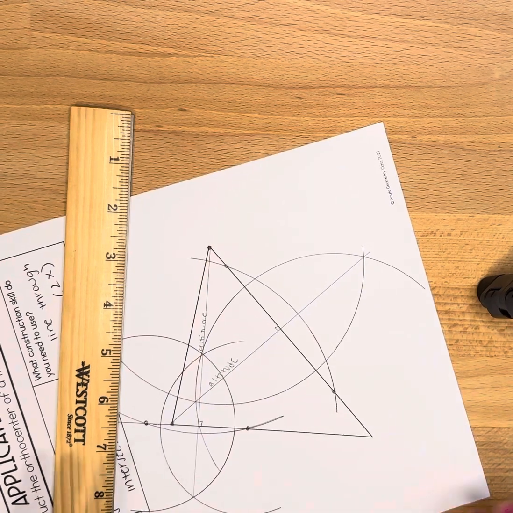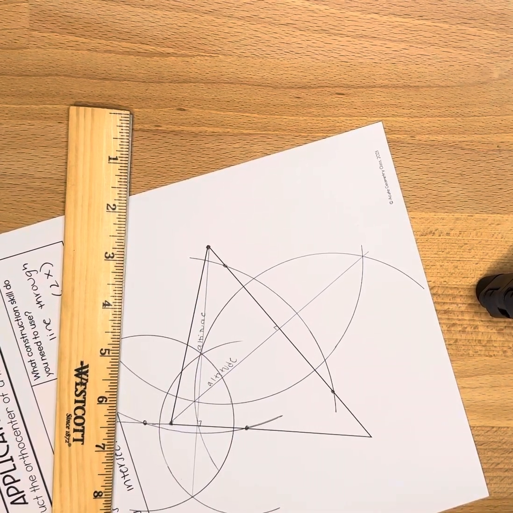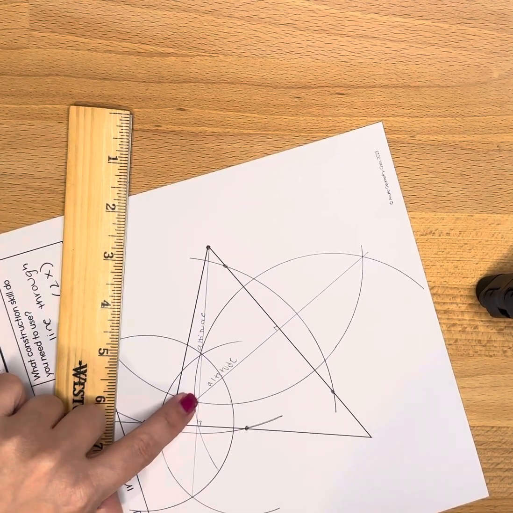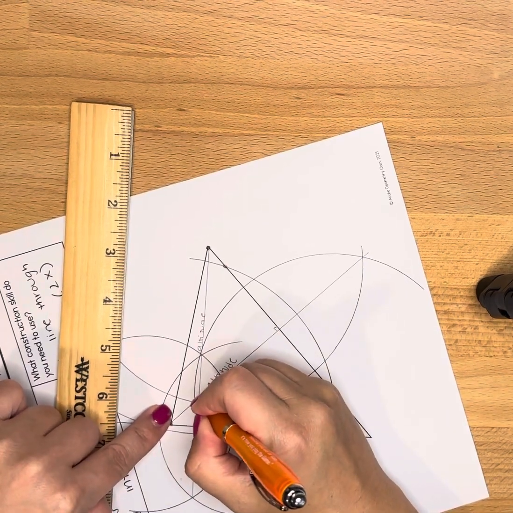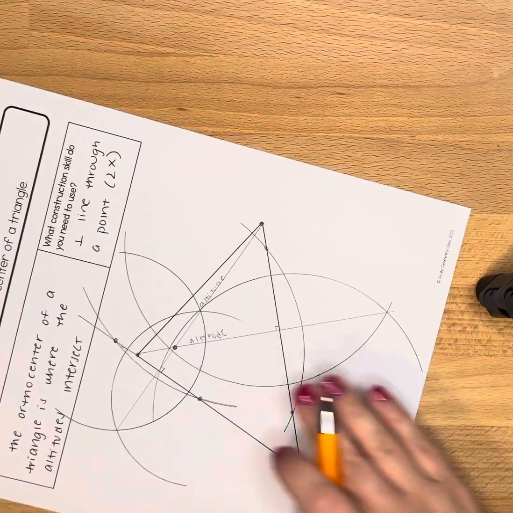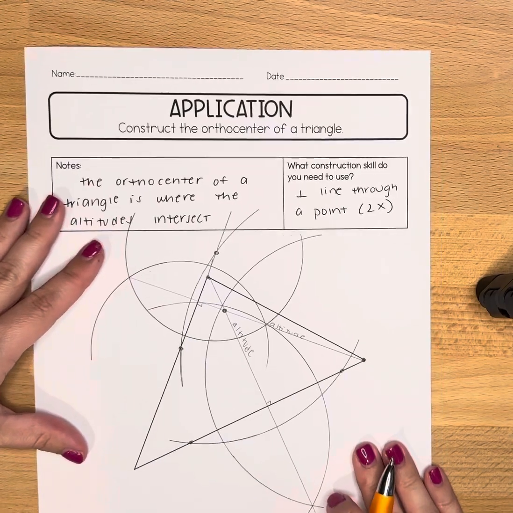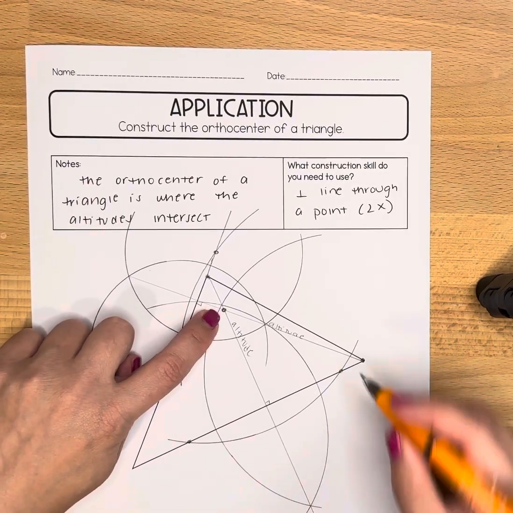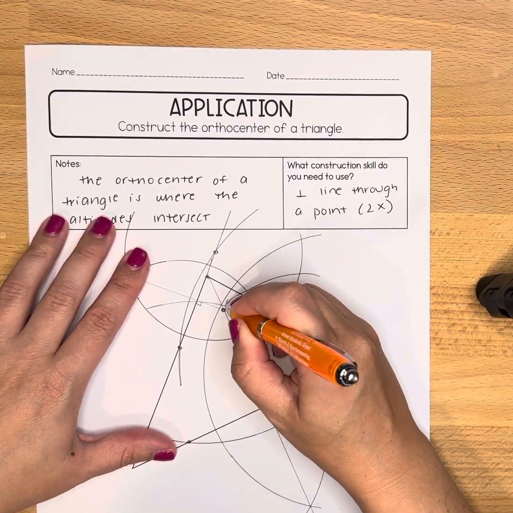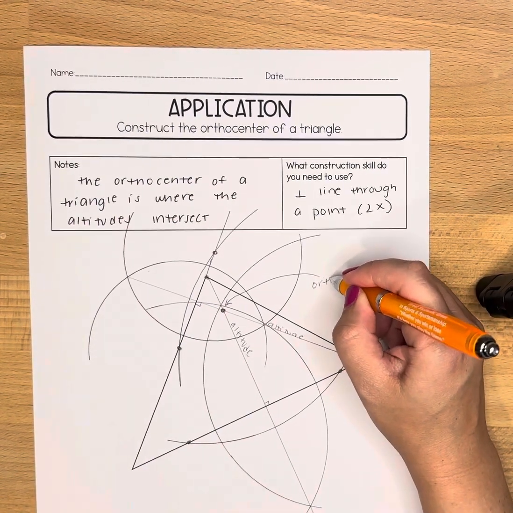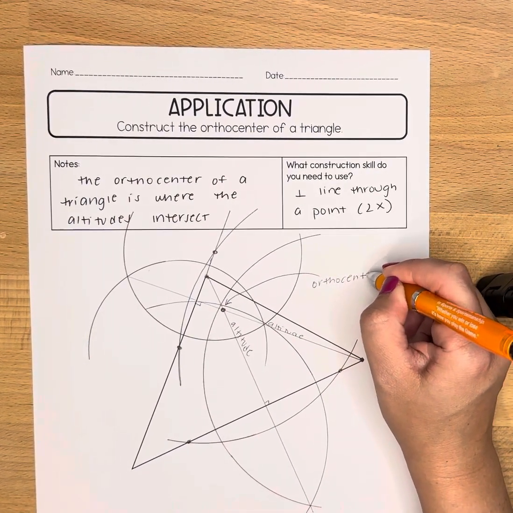And remember what we're doing in this construction. We're looking for where those two altitudes cross. And I can see right in here, this is where they cross. I'll turn my paper right side up so we can see. Here's where those two altitudes cross. So this point right here is called the orthocenter of the triangle.